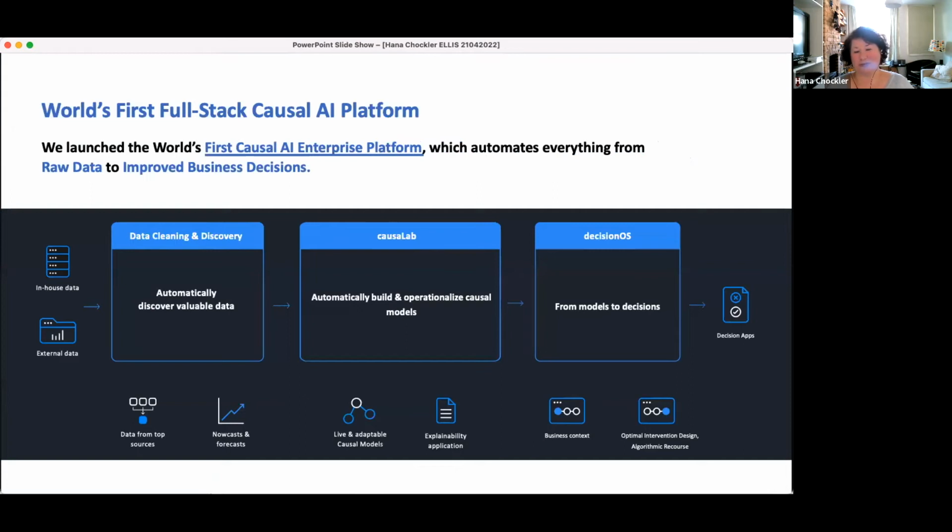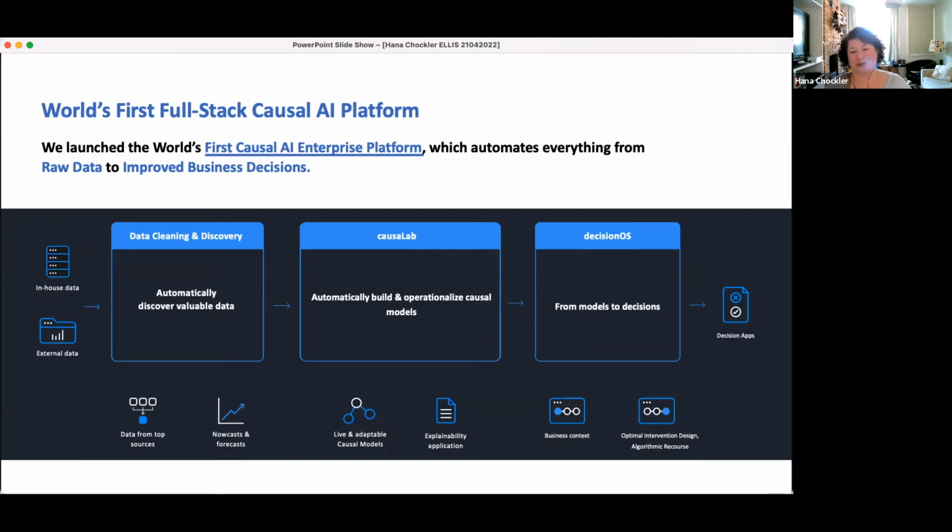And the platform looks like this. So we have the data cleaning and discovery part, which collects data, including proprietary data that is supplied by the customer, and the data that is publicly available and gathered from external sources, and automatically discovers valuable data, because usually data that is acquired is not good enough by itself to start reasoning about. So we do some dimensionality reduction, feature selection, and also some analysis of similar types of data, which we can clean up a bit.